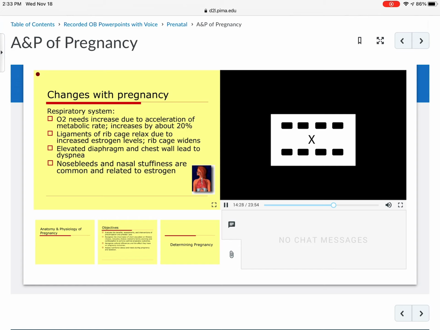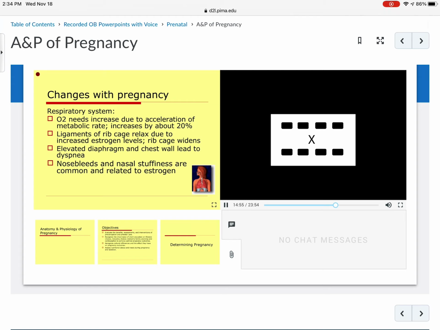O2 needs increase due to the acceleration of the metabolic rate, which is about 20%. Again, don't get too mixed up on statistics, but metabolic rate does increase, which increases the oxygen demands. The ligaments of the rib cage actually relax due to the increased estrogen levels, and the diaphragm is elevated. And sometimes patients have a hard time catching their breath because everything's getting squished as the baby grows.